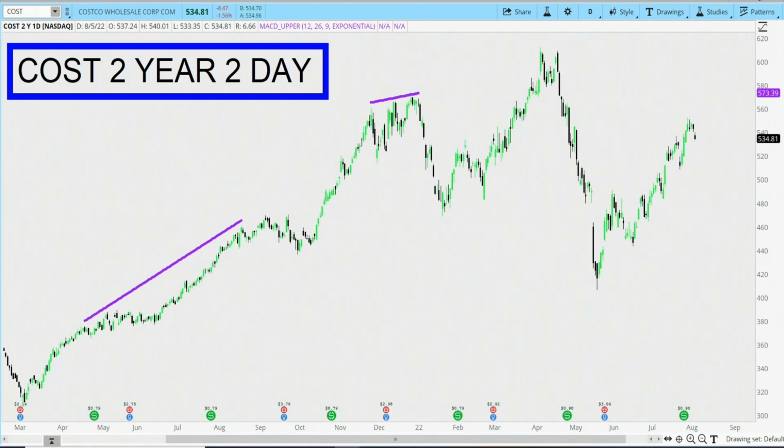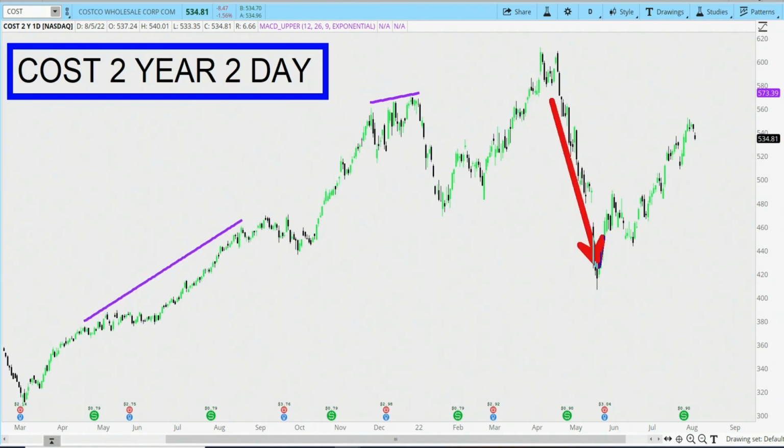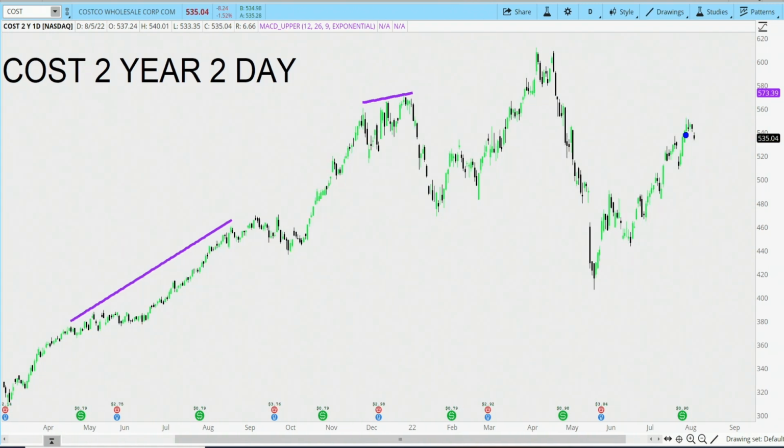Last one we're looking at is Costco 2-year 2-day. We can see a heavy uptrend, but with this big sell-off, we can see the retracement only came back up into this head and shoulders formation, giving a high likelihood we're going to come back down and test this $440 level. I did talk about this trade 2 years ago when it was right here. Then the price action moved up another 5%.